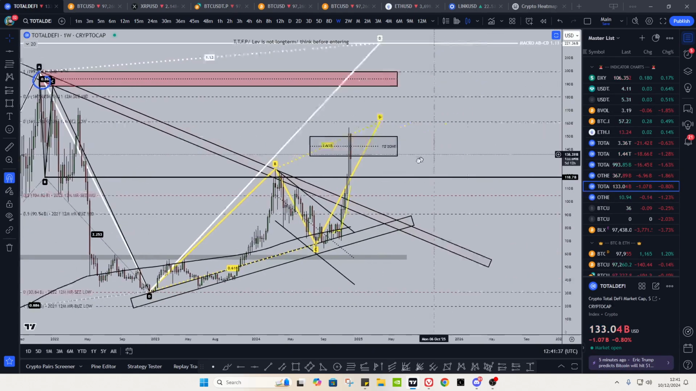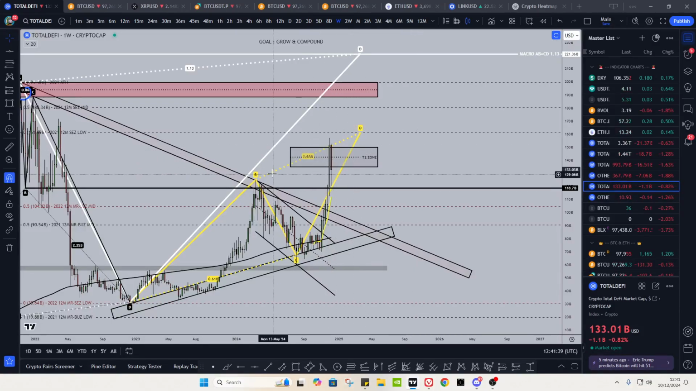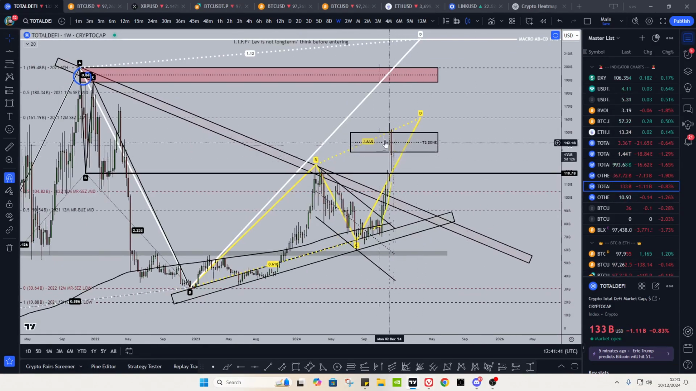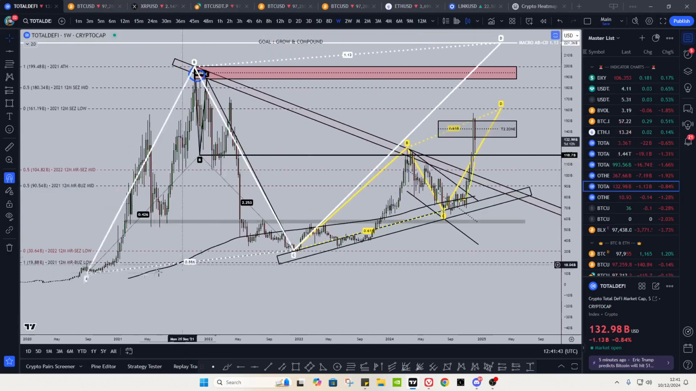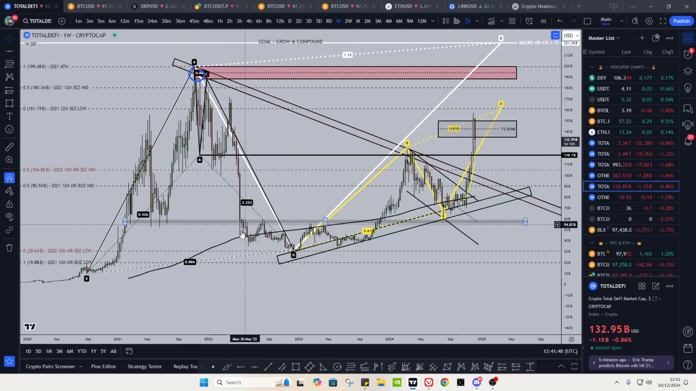We have total DeFi. It's not hit its target yet, just above front run of 1.618. You did hit the T2 zone, the T2 for this harmonic. 886, you can see that. Pretty much a perfect bat here. It's not a perfect bat as in the actual shape, but the 886 was perfect here.